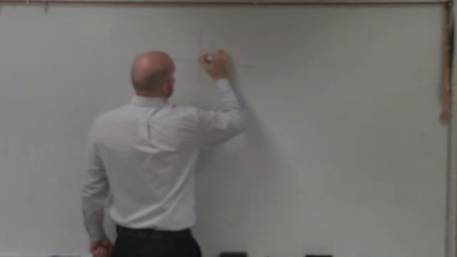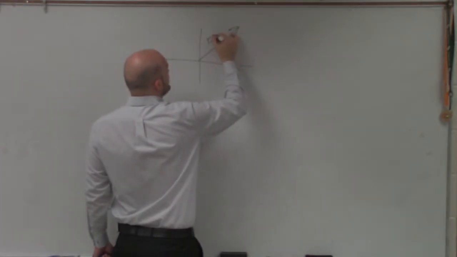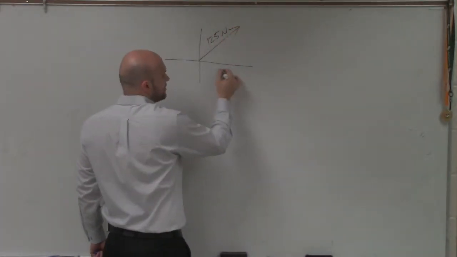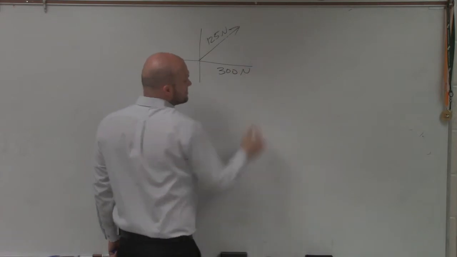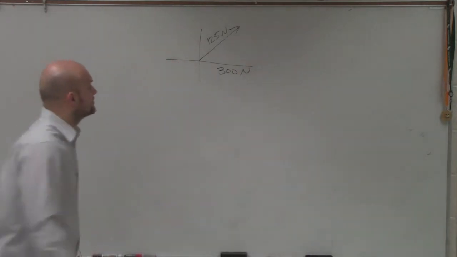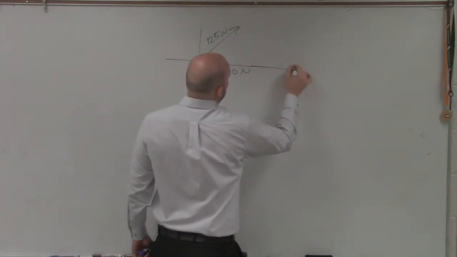So in this example, I saw a lot of people do a lot of great things from this one. What it's saying is there's some kind of chain, right, that's being pulled at 125 newtons, and then one that was at 300 newtons. Correct? Now, if that's 125, 300 should look like this.